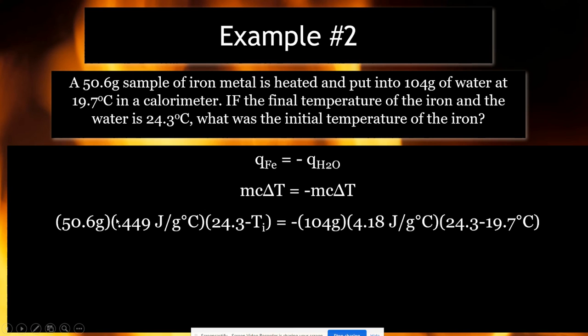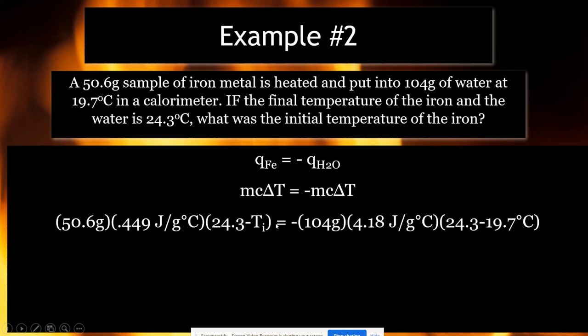All right, so since we're doing iron on the left, we have a 50.6 gram piece of iron. We can look on our reference table to find the specific heat of iron, which is 0.449. We know that the final temperature of both of them was 24.3. And in this case, we are looking for that initial temperature. So that's going to be our X, or I'm just going to leave it as Ti. Bringing down the negative, on the water side, we had 104 grams of water. Our reference table tells us that the specific heat for water is 4.18. And then again, final minus initial, the final temperature of the water is 24.3. The initial temperature of the water was 19.7.